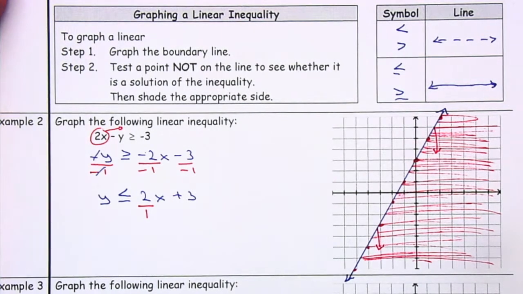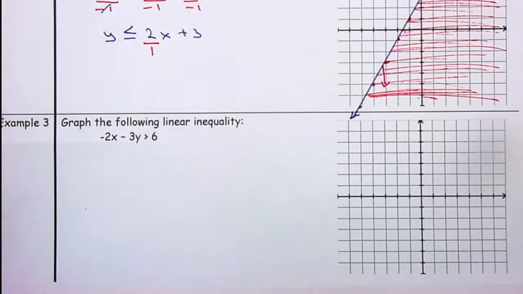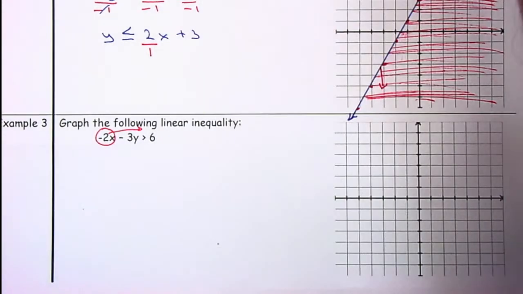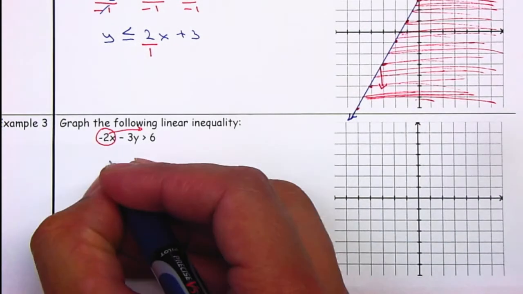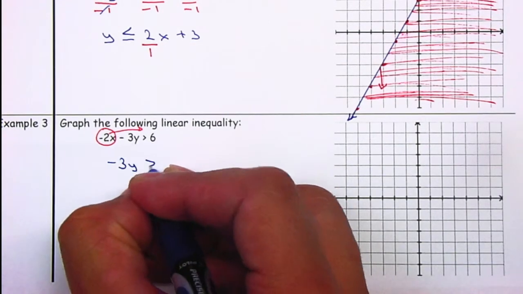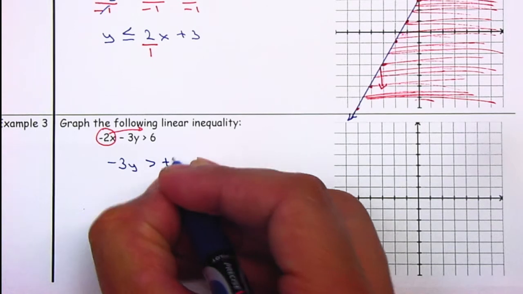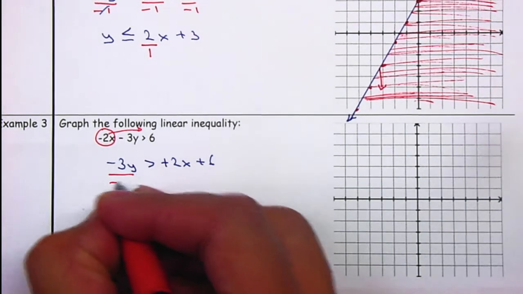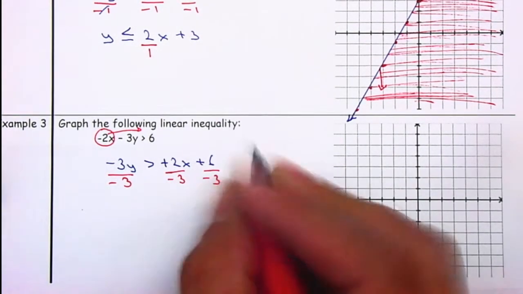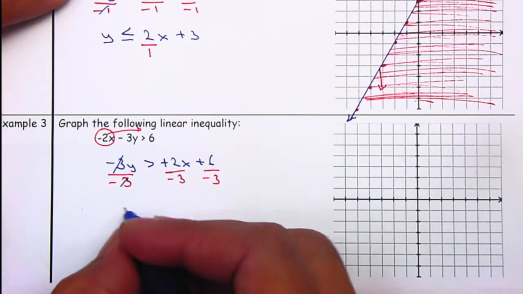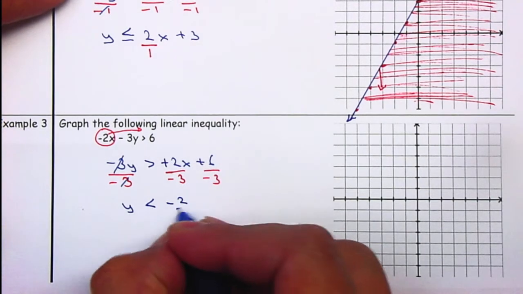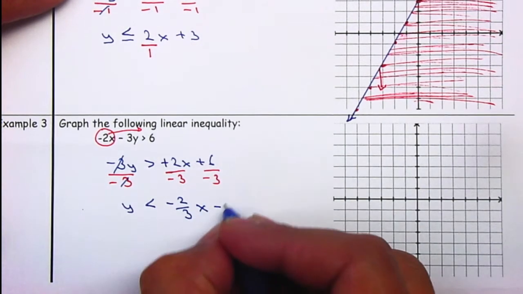Let's go and try example number 3. First, leave the y by itself. So I'm going to move the x to the right, and it becomes a positive. We have negative 3y is greater than positive 2x plus 6. We are going to divide by negative 3. The negative 3's cancel. And when we divide by a negative number, don't forget to flip the inequality. That'll be negative 2 over 3 x minus 2.